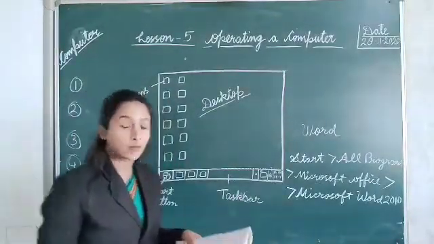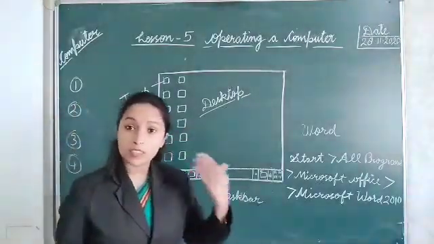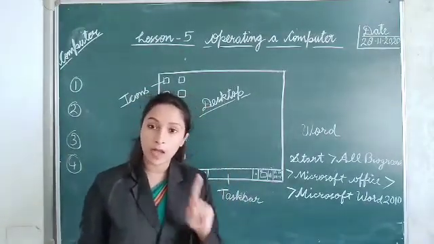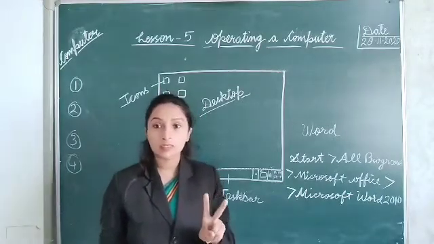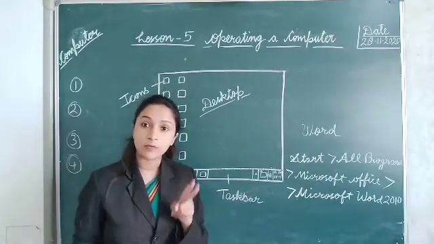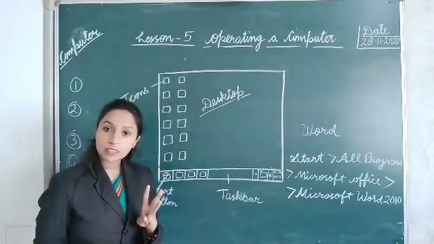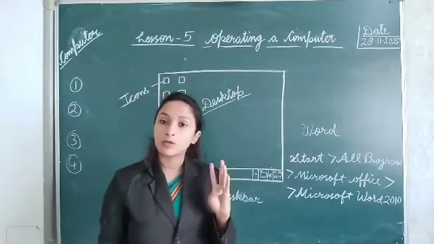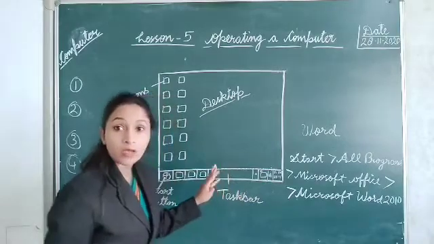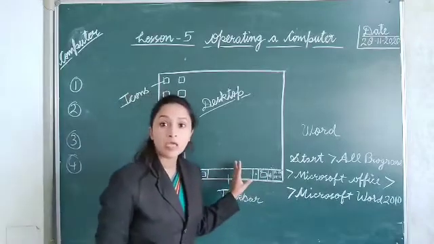One more time, I am going to revise. First, how to start a computer. First step, you have to click on the main power supply button. Second, click on the UPS button. Then third, click on the power supply button of CPU. Then click on the power supply button of monitor and wait for some time. After that you will find the screen of Windows.